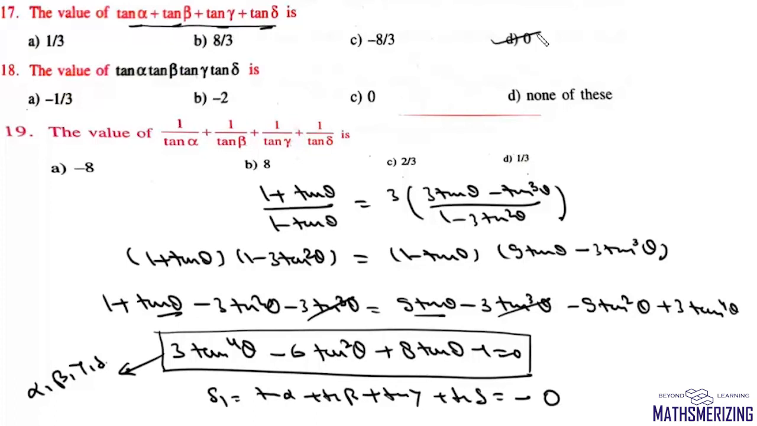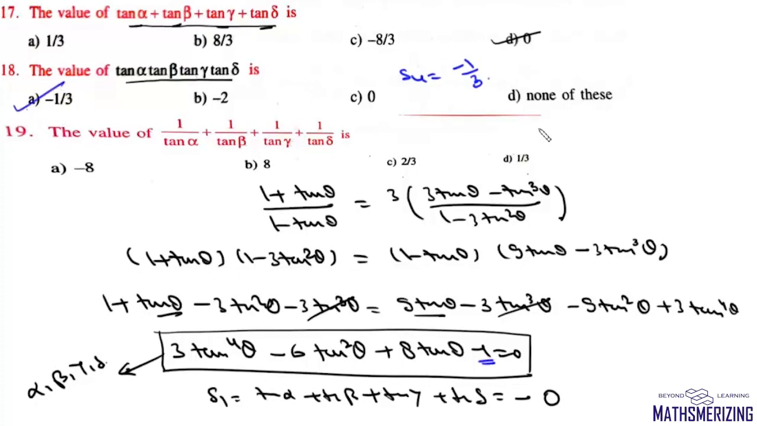and that's your option number D. Now the next one is to find the value of tan alpha, tan beta, tan gamma and tan delta. Now this is nothing but S4. What is S4 in this case? It is minus 1 by 3. So the value of this expression will be minus 1 by 3, and that's your option number A.